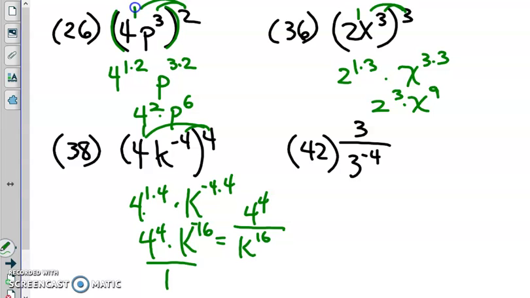The last one is a quotient. The exponent of the 3 is a 1, so it becomes 3 to the 1 minus negative 4. And 1 minus negative 4 is actually 3 to the 5th. Make sure you don't write down 1 minus 4. You're subtracting the exponents, and the second number is a negative 4. So that actually makes it really an addition problem of 1 plus 4.